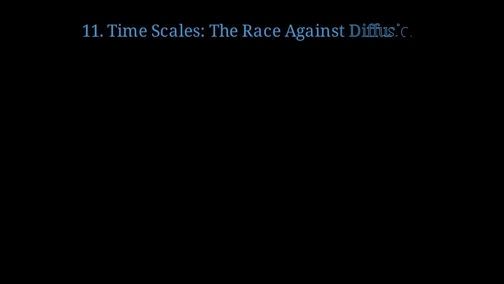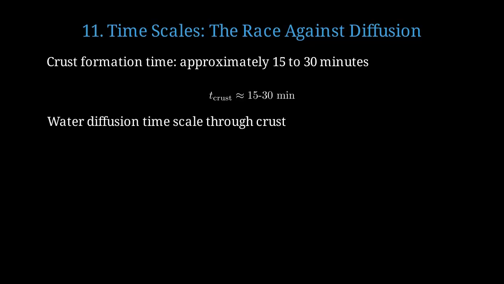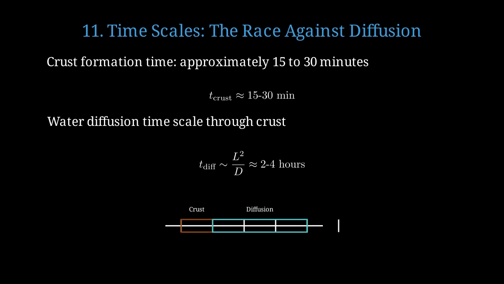The formation of the Pavlova structure is fundamentally a race between different timescales. The crust forms in approximately 15 to 30 minutes of baking time. Water diffusion through the formed crust occurs on a much longer timescale. Diffusion timescales as thickness squared over diffusivity, approximately 2 to 4 hours for a typical crust. This timeline shows how the crust forms much faster than water can diffuse through it, trapping the soft interior.